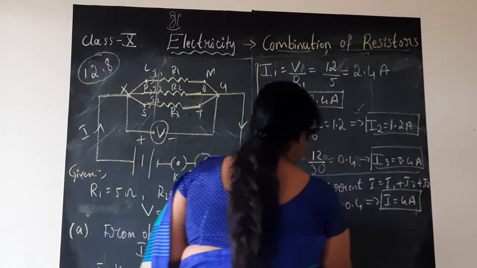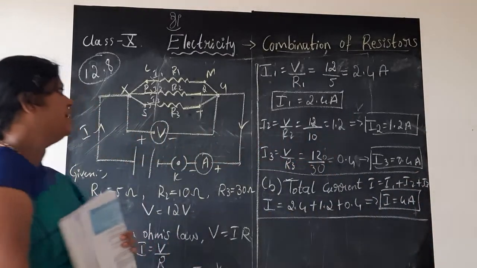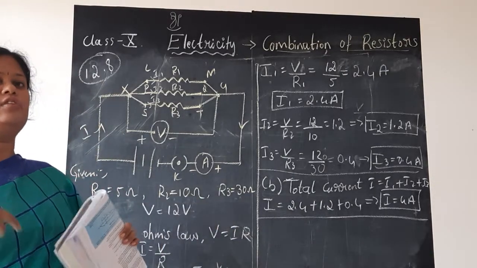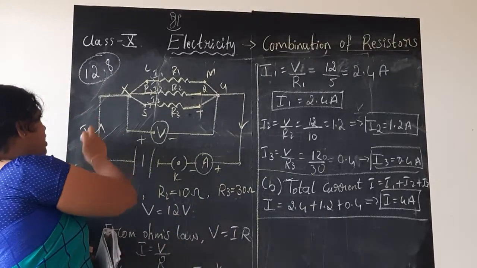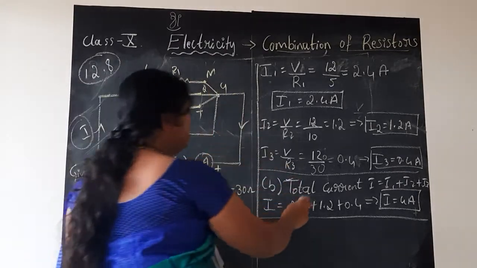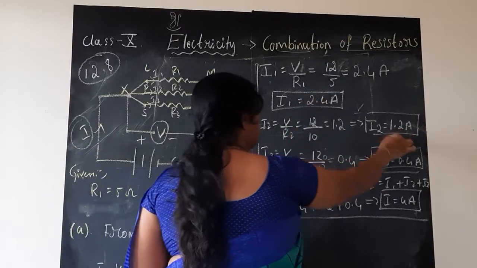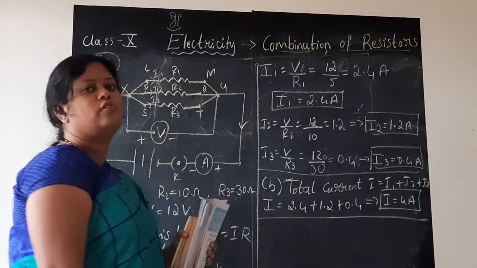In the first part they asked us to find the current through each resistor, I1, I2, I3, and we found it out. In the second part they asked us to find out the total current in the circuit. Total current is I, which is split into I1 plus I2 plus I3. So we need to sum them up. So 2.4 plus 1.2 plus 0.4 is 4 amperes.